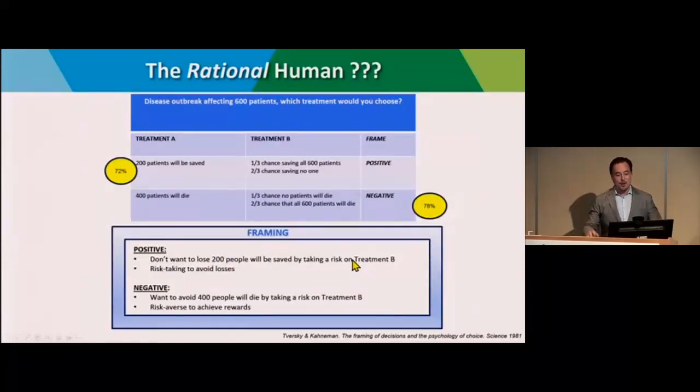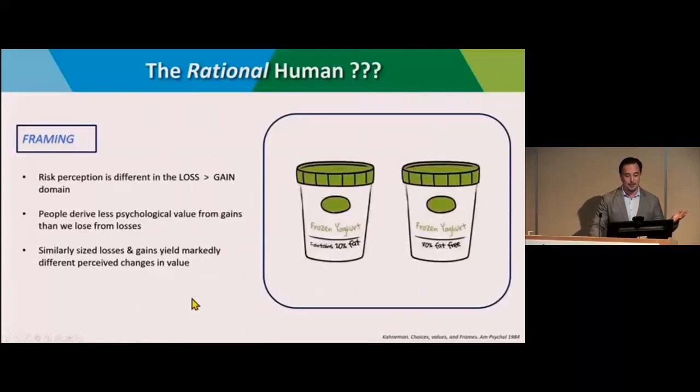And so if you break that out and blow that out in terms of framing, in a positive framing, people don't want to lose 200 people, and they're not willing to take the risk on treatment B. That's what makes sense, because we do risk taking to avoid losses. However, in a negative frame, you want to avoid 400 people dying, so let's take the risk on option B, because we're risk averse to achieve rewards. And it's something that you see again and again and again as you go through this literature, which is interesting. So in framing, risk perception is different in loss versus gain, and people derive less psychological value from gains than we necessarily do for losses.